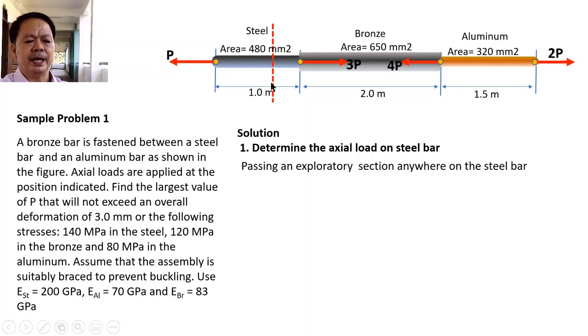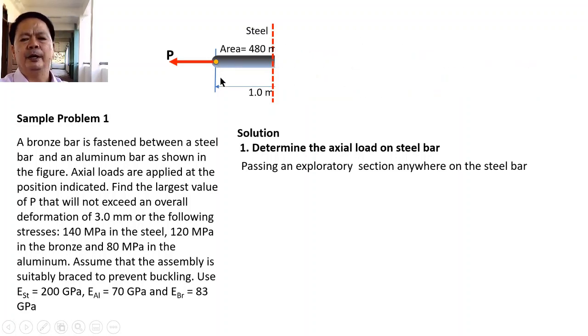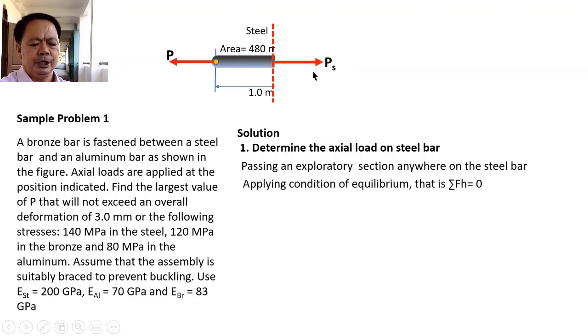If this is the cutting plane that would cut the steel, then we consider the left part of the exploratory section, so that we have here our free body diagram of the left part. From here we can expect that the steel will be subjected to an internal force, and we shall call it P sub S. If we apply the condition of equilibrium, P sub S is equal to P, which is directed away from the section. Therefore, the steel is subjected to tension.